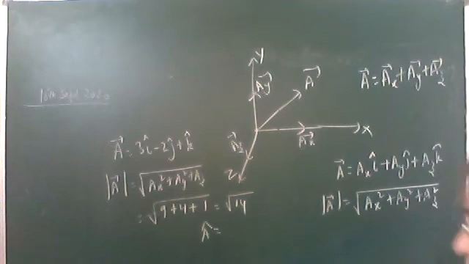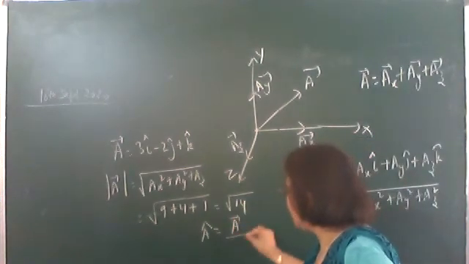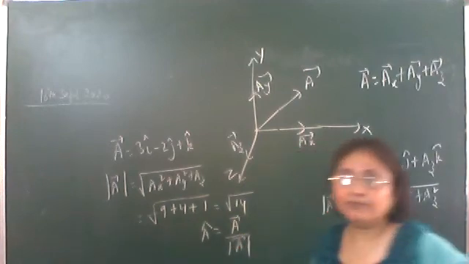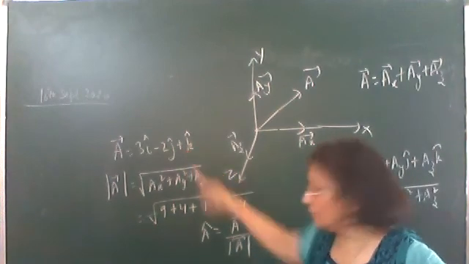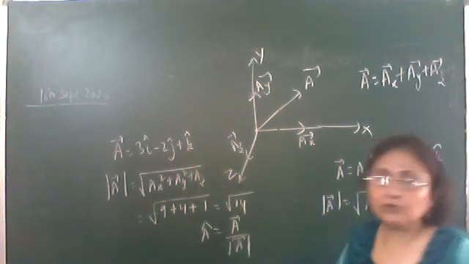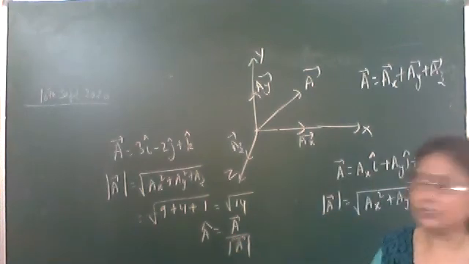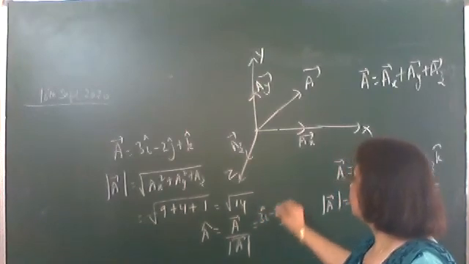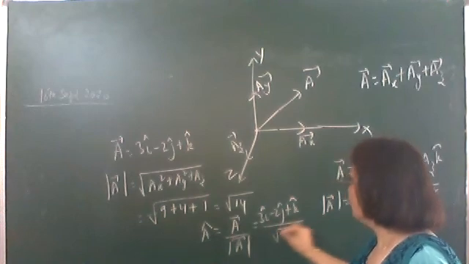What is the formula for the unit vector? Vector divided by its magnitude. So A vector upon its magnitude will give you the unit vector. What is A vector? Given over here. What is the magnitude of A? Under root 14. So what is the unit vector along A? A cap vector will be equal to 3i cap minus 2j cap plus k cap upon under root 14.